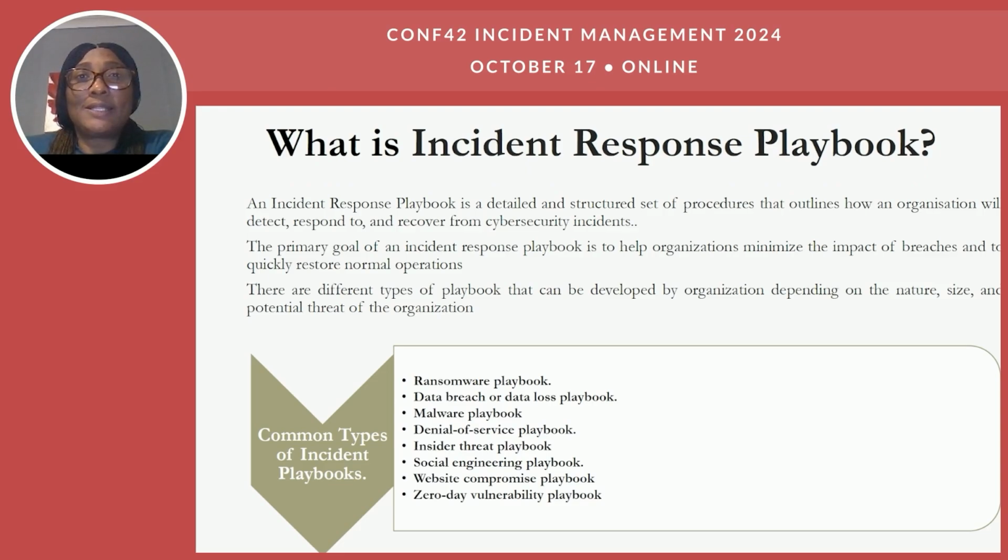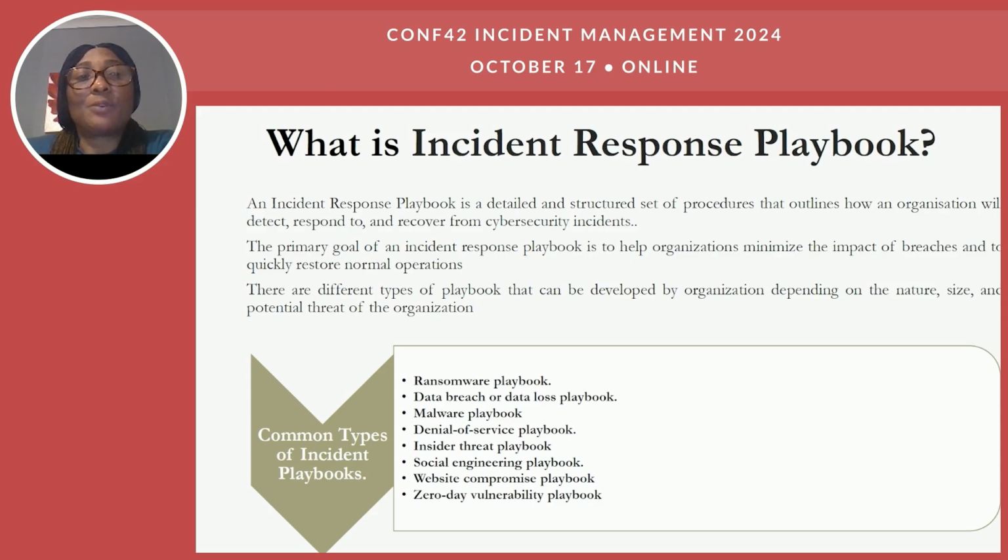And now we're looking at what an incident response playbook is. An incident response playbook is a detailed, structured set of procedures that outlines what an organization should do in the event an incident happens. It tells them how to detect it, how to respond to it, and how to recover from the cybersecurity incident. One primary goal of incident response is to help organizations minimize the impact of breaches and to ensure they return to business as quickly as possible.